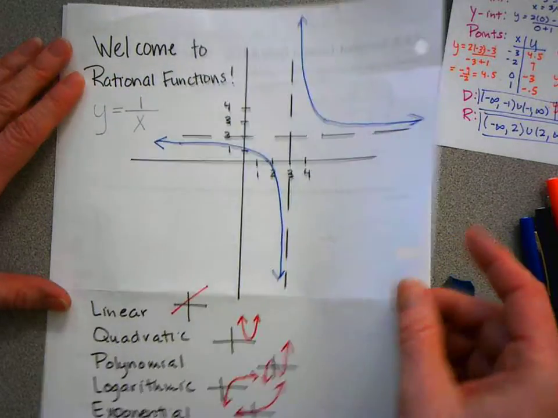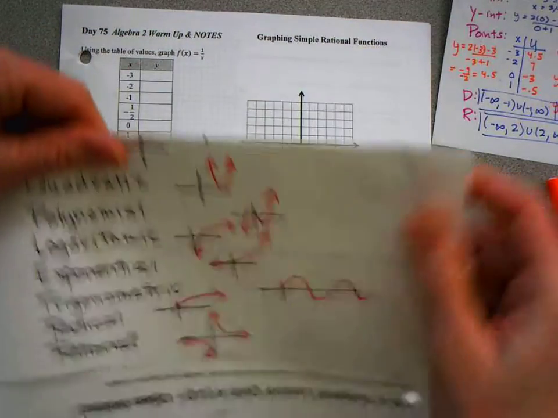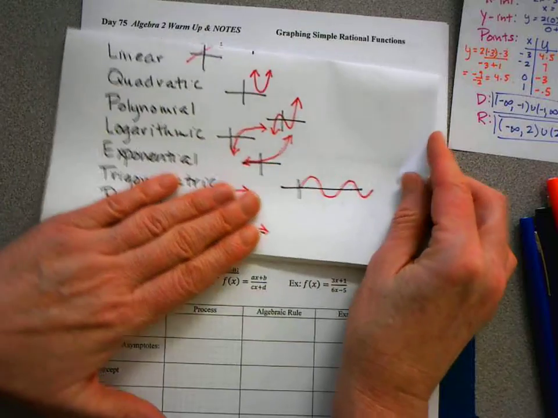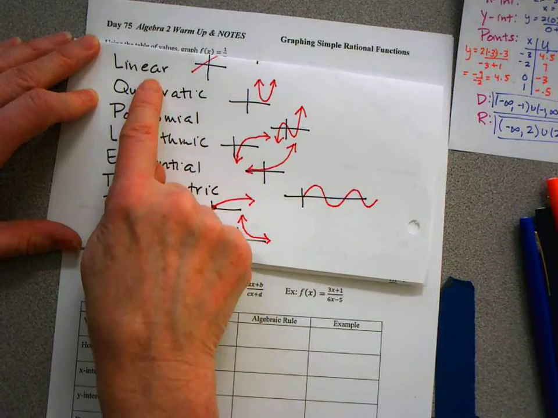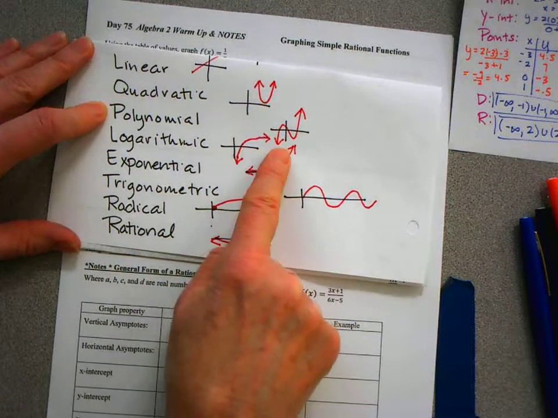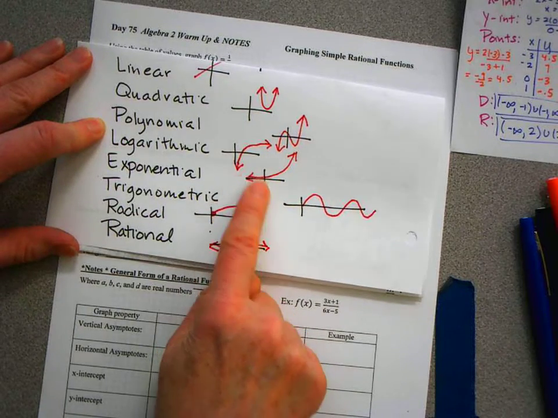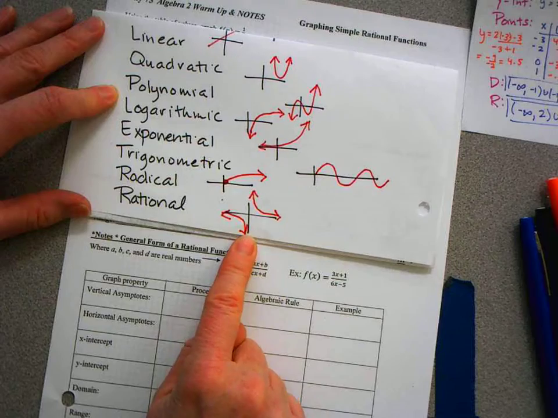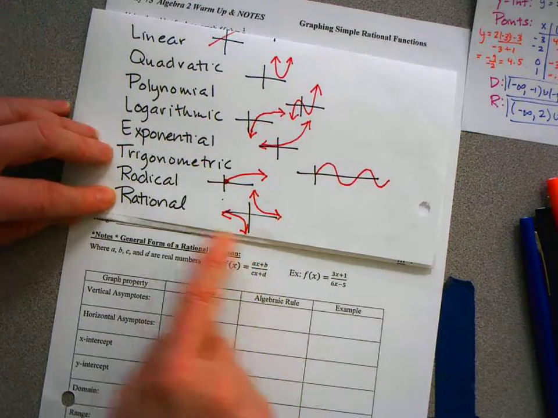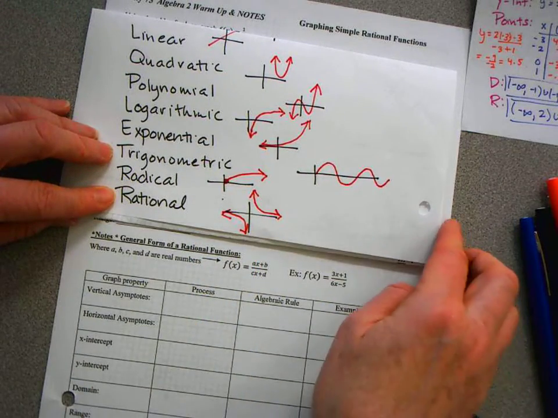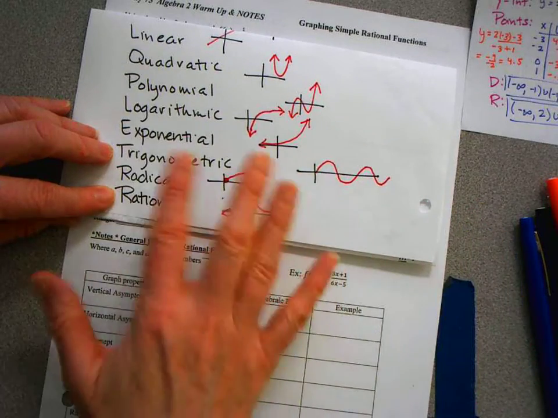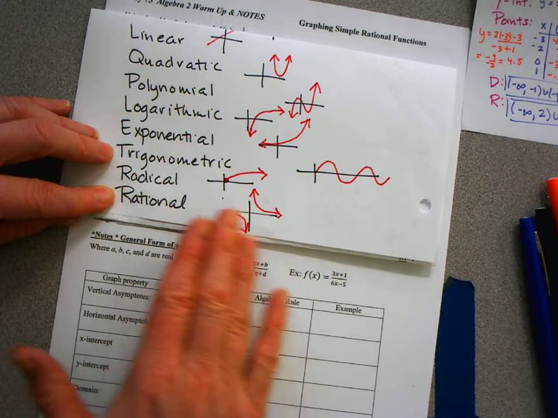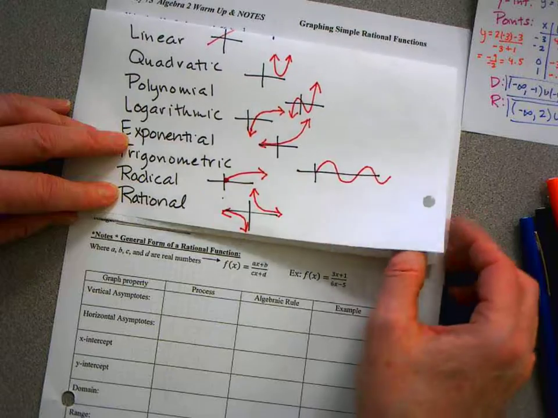Let's start with a quick overview of where we are. So far we've done linear functions, quadratic functions, polynomials, logarithmic functions, exponential functions, and trig functions. Now we're moving on to rational functions. We see that the functions differentiate by their end behavior and their domain and range.